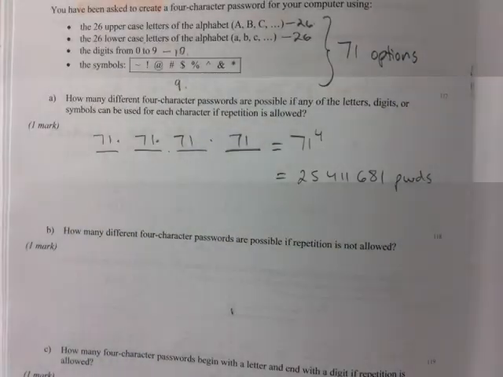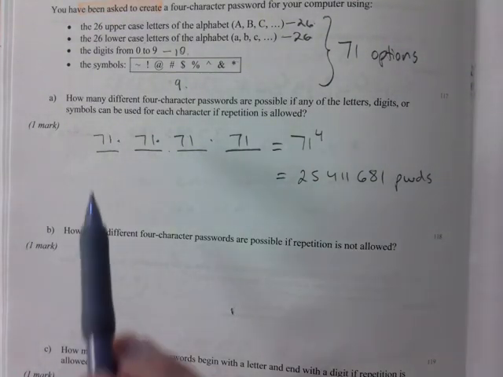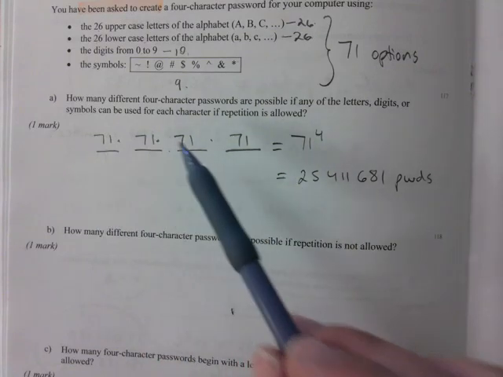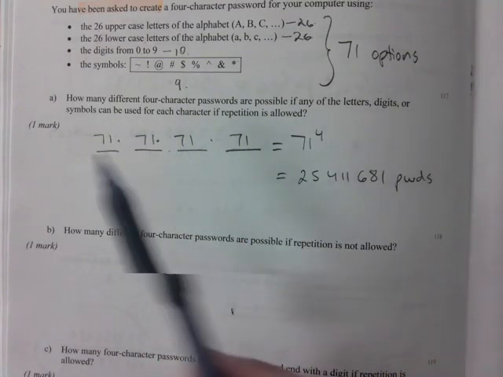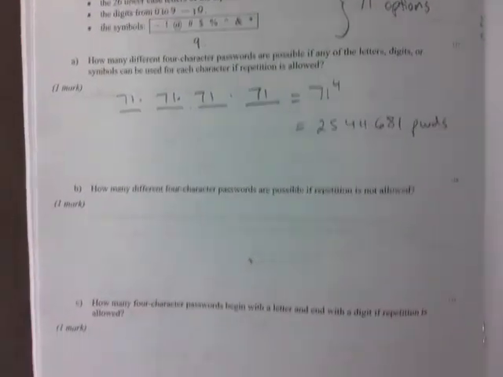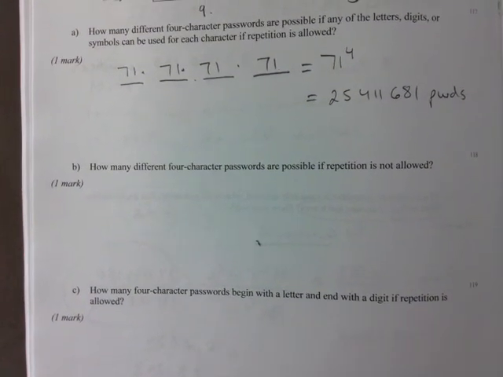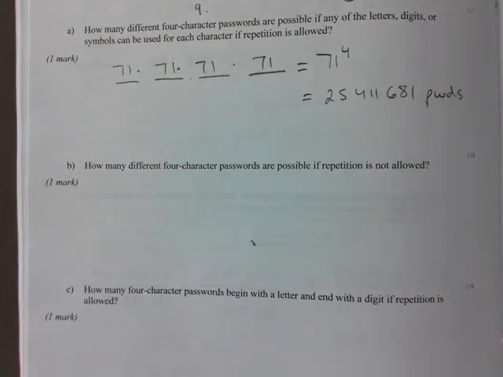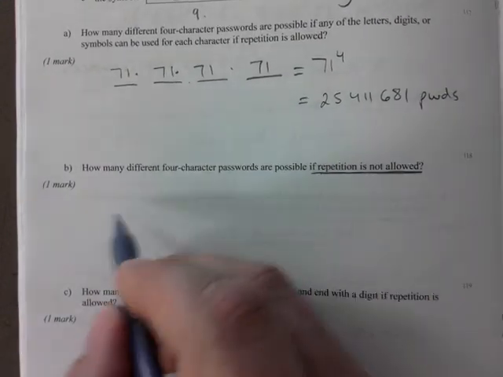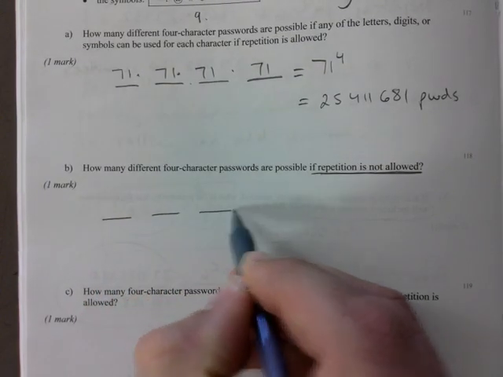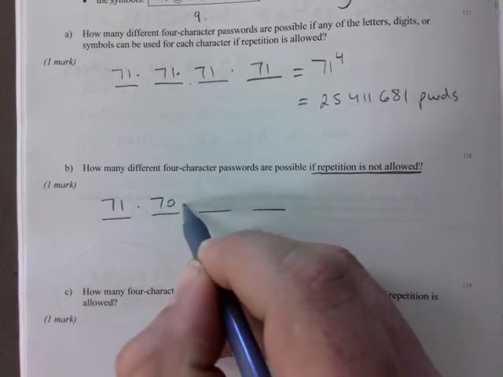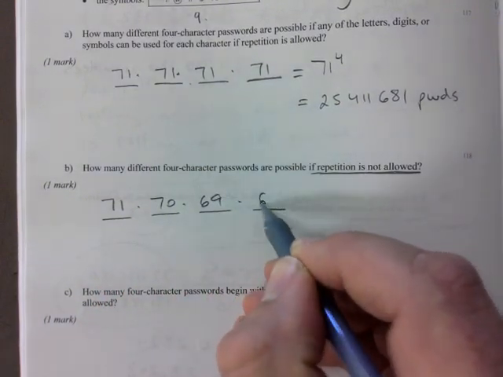All right. You cannot use permutations here, because if you go 71 pick 4, that's saying no repetition allowed, because that would be 71, 70, 69, 68. How many different 4-character passwords are possible if repetition is not allowed? Okay, so now they're placing a restriction on us. You can just choose to stick with that method. So you go 71, 70, 69, 68.